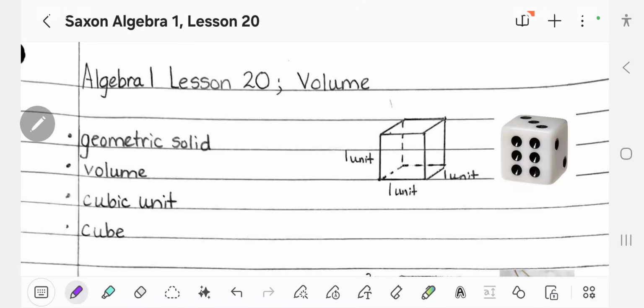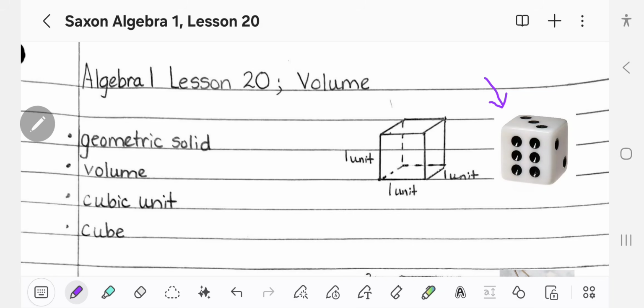This is Algebra 1, Lesson 20, Volume. We've talked about geometric solids before. It's a geometric figure. It's going to have 3 dimensions. Like this example here, you've seen these in games. You roll the dice and you can see how many moves you're going to make on a game board.